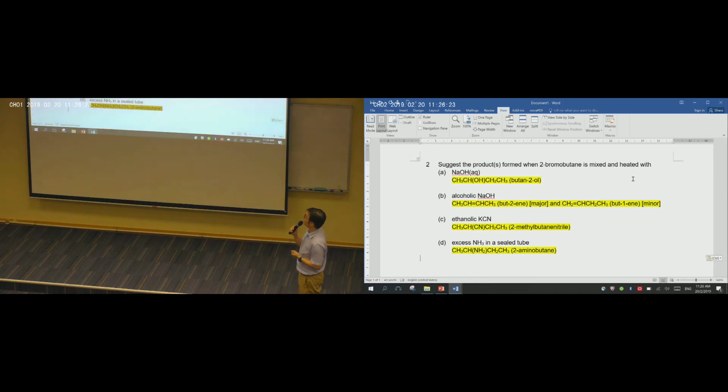What is ethanolic KCN? Again, it's a nucleophilic substitution reaction. The CN minus goes in and kicks out the Br minus. Okay. Last one, excess NH3, heat in a sealed tube, is also a nucleophilic substitution reaction. Basically, the NH3 goes in and kicks out the Br minus, and in the process, it also loses a H plus, which combines with the Br minus being kicked out to form the side product called HBr. Okay.